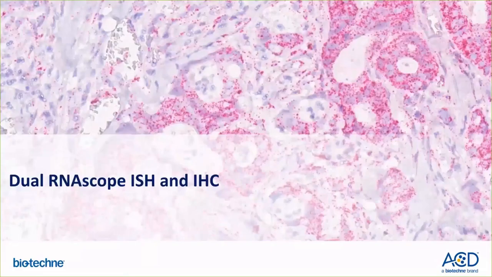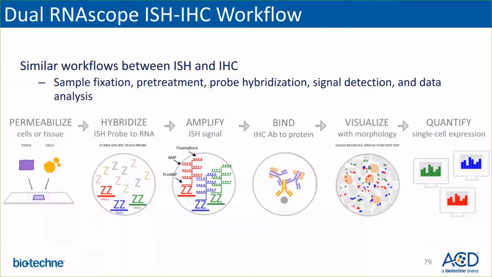One of the most asked questions is, can you combine RNAscope-ISH with IHC or IF? Both ISH and IHC procedures do have a similar workflow as shown here. Both require sample fixation, some kind of pre-treatment to unmask your RNA or protein, and subsequent detection.